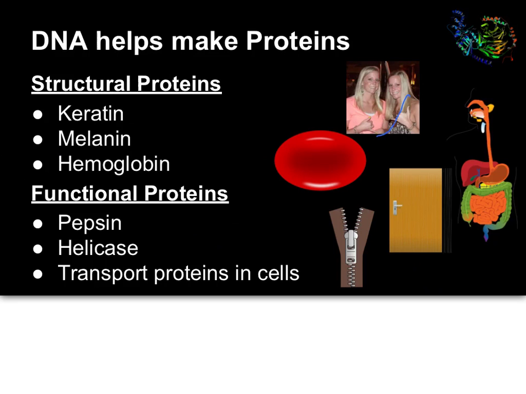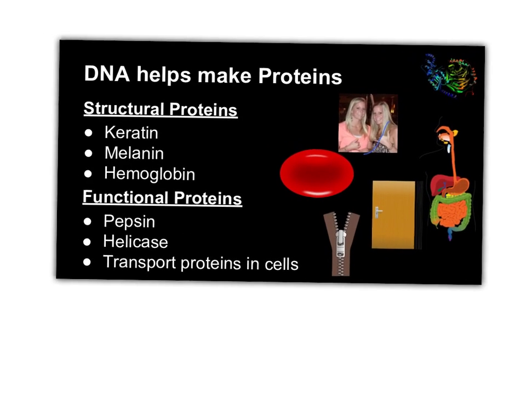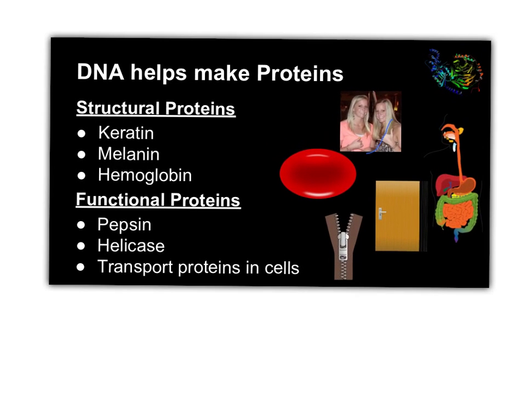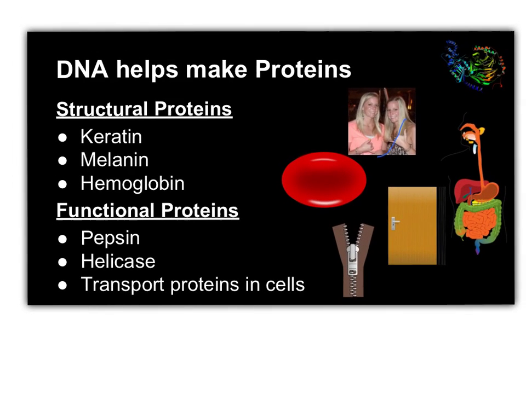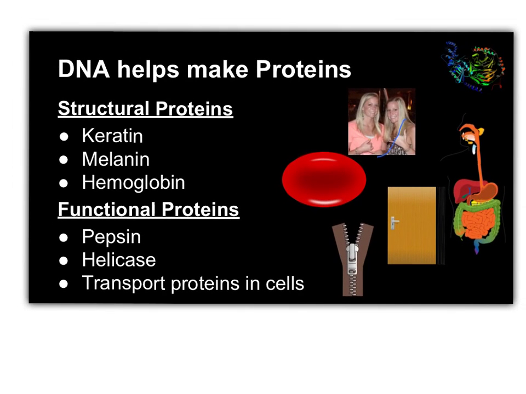We have different types of proteins in our body. We have structural proteins, we have functional proteins, that the DNA helps make for our body. Different kinds of structural proteins are keratin, which we find in our hair, our nails. They make our hair color blonde like here. That's my sister. That's me. Then we also have structural proteins that DNA helps make, like melanin. That gives the pigment in our skin. That gives us our skin color.